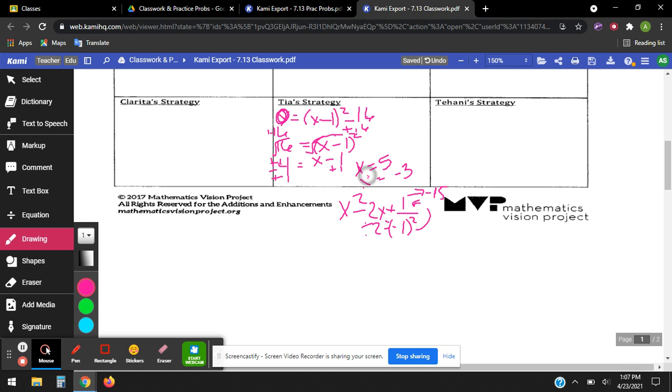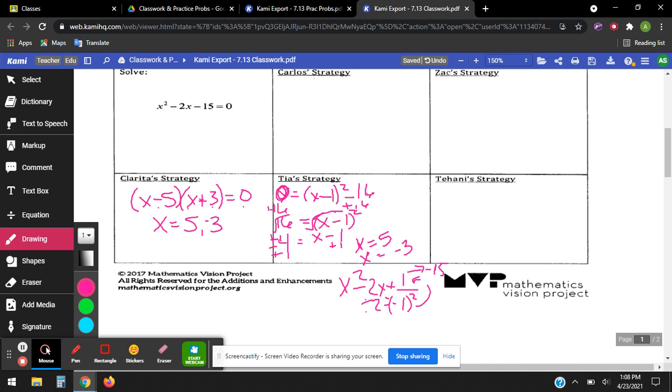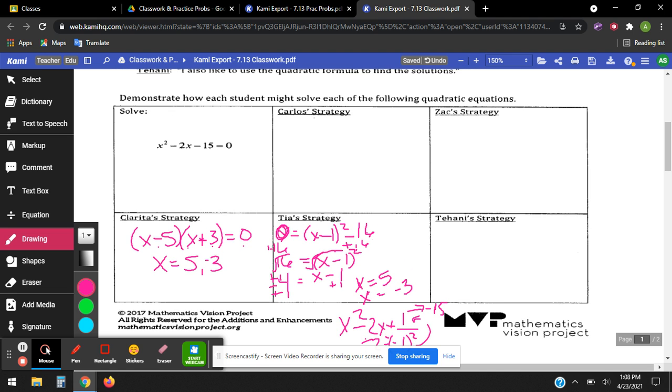So I know my factors, and I'm going to go over to Clarita, because she puts it in factored form. And factored form would be x minus 5 times x plus 3 equals 0. Well, when each of those equals 0, x has to equal 5 and -3, right? -3 plus 3 is 0. 5 minus 5 is 0. All right. So knowing those two, Carlos, here's my vertex, 1 comma -16.